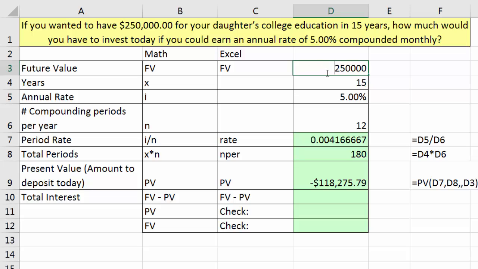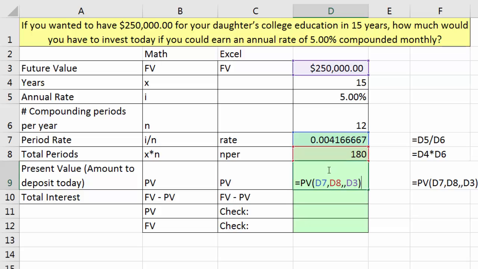If we were doing it from the bank's point of view, then, of course, the bank would have to pay this out in 15 years. So that would be a negative to them, and that would change the result of the present value. That means the bank would receive from the investor $118,275. Now, I'm going to remove that minus because we're doing it from our point of view. We are depositing that amount, and there it is. We deposit $118,275 and 79 cents, and in 15 years we will have $250,000 for our daughter's education.